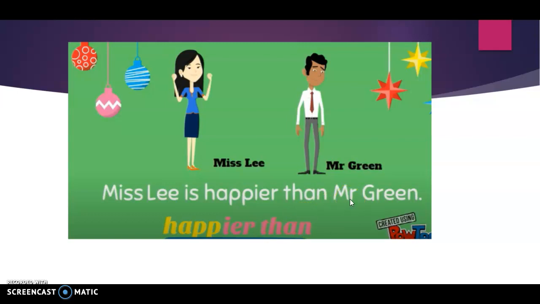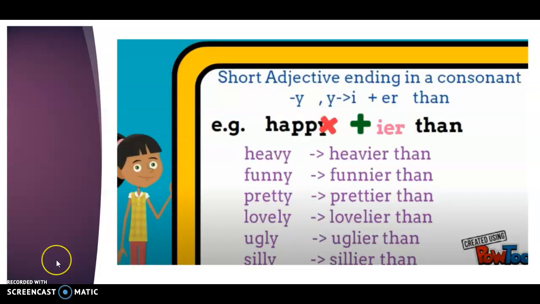The spelling rule says that with short adjectives ending in consonant Y, we need to change Y into I before adding ER. So heavy becomes heavier than, funny, funnier than, pretty, prettier than, lovely, lovelier than, ugly, uglier than, silly, sillier than.